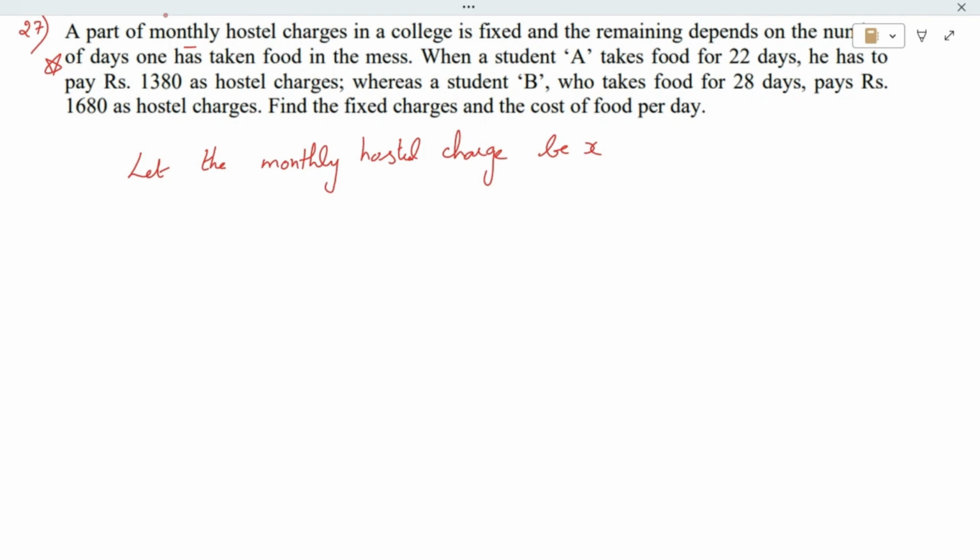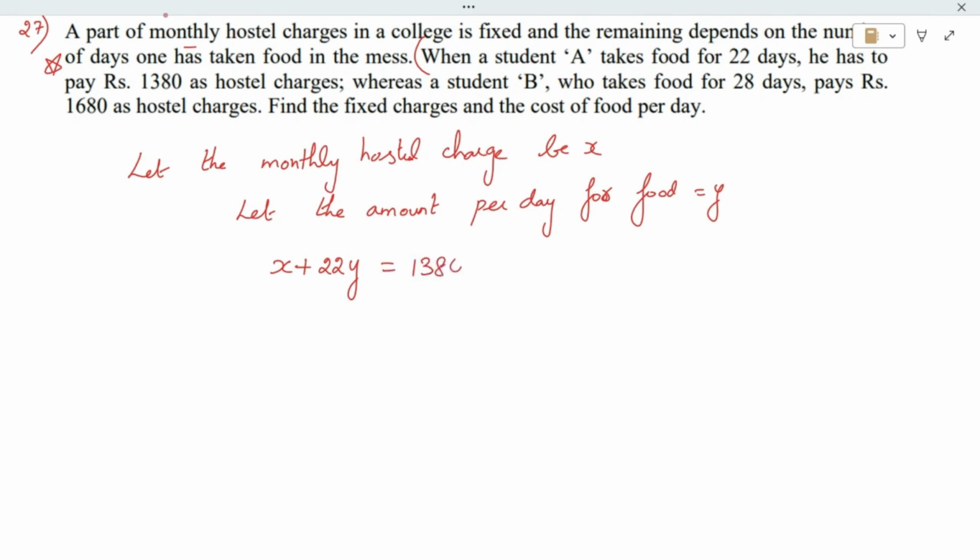When a student A takes food for 22 days, let the amount per day for food be y. Now I am going to read the statement again. When a student A takes food for 22 days, x is the monthly charge which is fixed, plus 22y, because per day the cost is y. So for 22 days he is taking food, so 22y, and the total is equal to 1380.